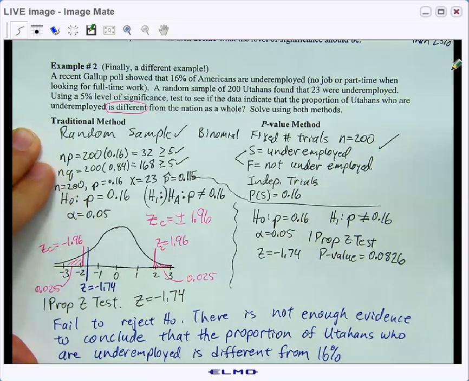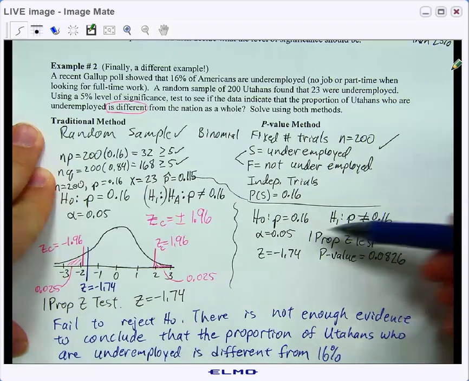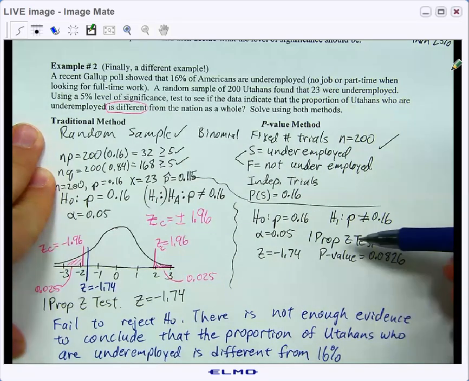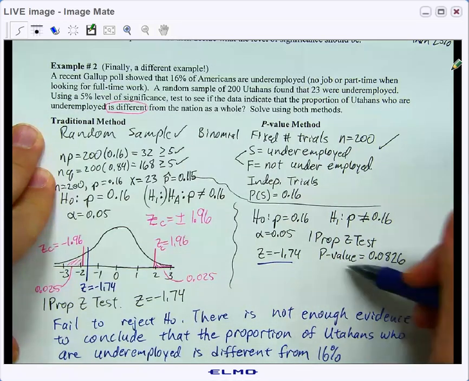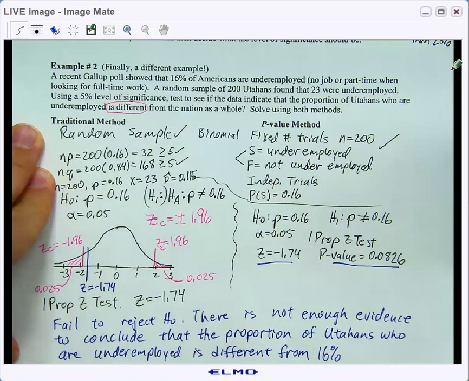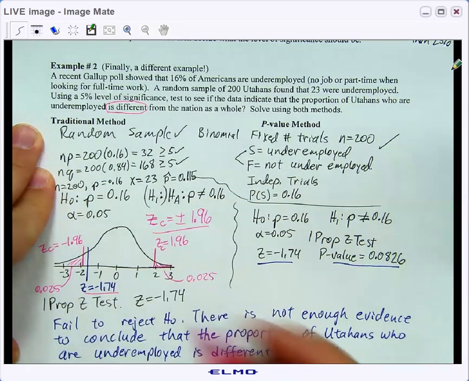Okay. So that would be doing the traditional method. Doing the p-value method, once again, we do the exact same setup. We do our hypotheses, we talk about alpha, we do the one prop z test and p-value method. You give me the test statistic and the p-value, whereas the traditional method, you give me the critical values and the test statistics. So both of them require two components.